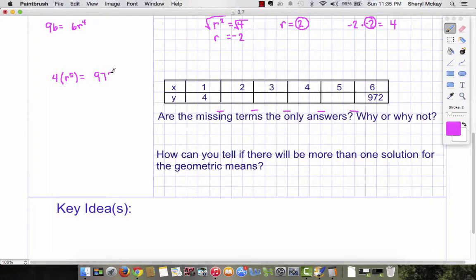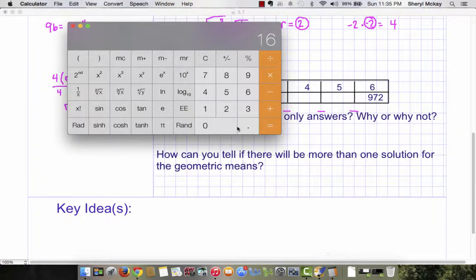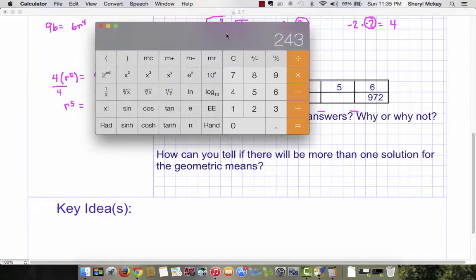And that's because I take 4 and I multiply it by r, and then I multiply it by r, and then I multiply by r, and I multiply by r, I multiply by r 5 times. So 4 times r to the 5th equals 972. I'm going to divide by 4 to see what I get, and I should get r to the 5th equals 972 divided by 4 equals 243. Let me make sure that I did that right.